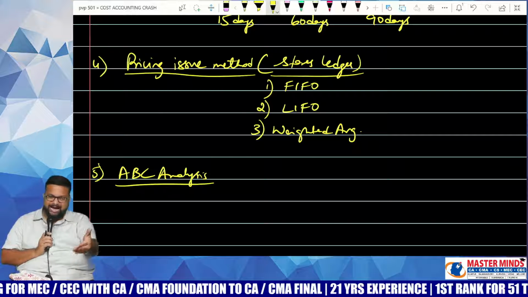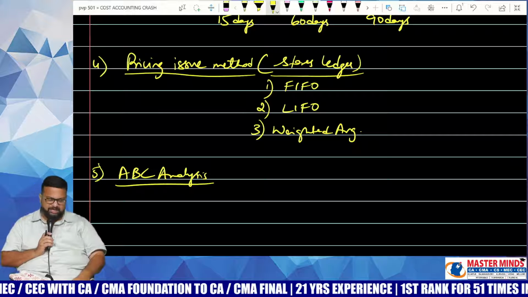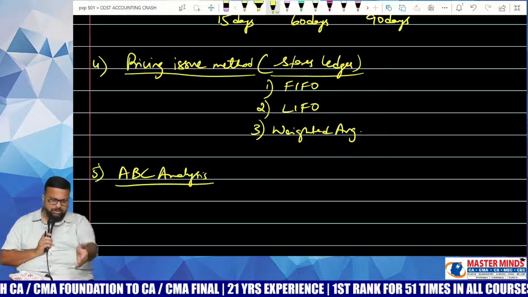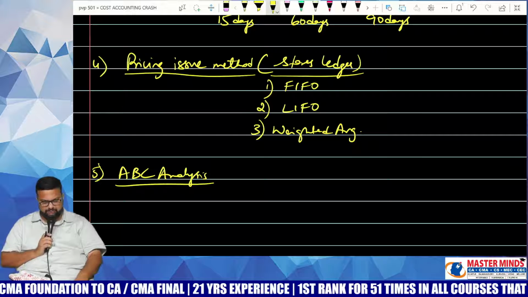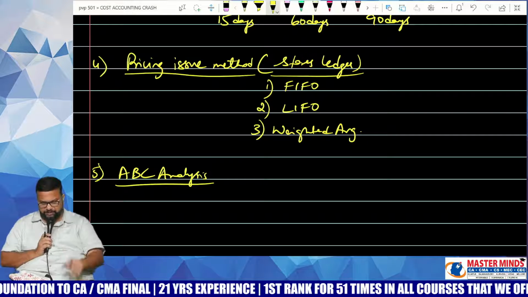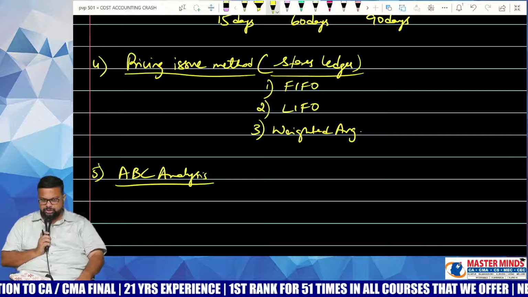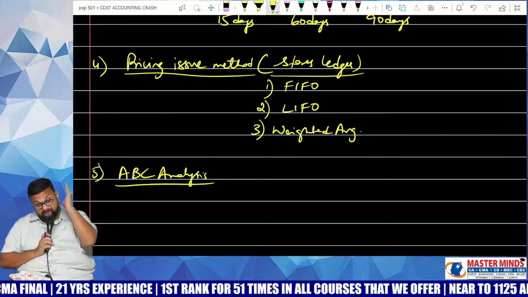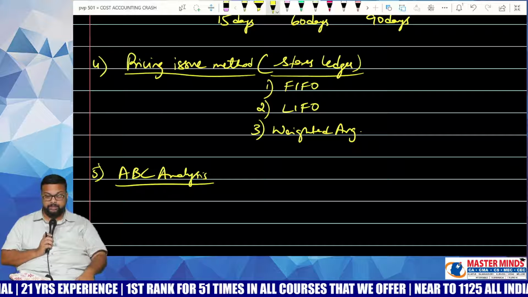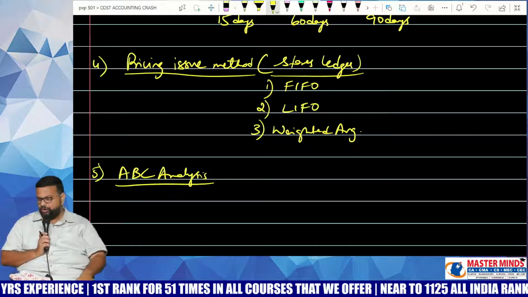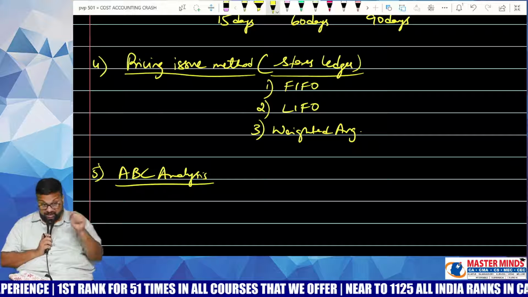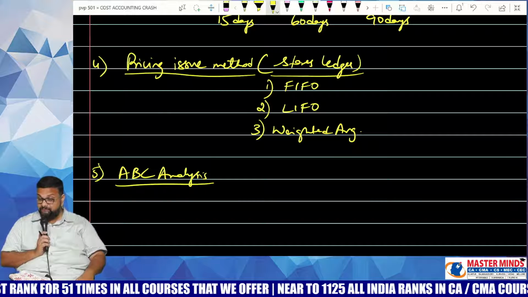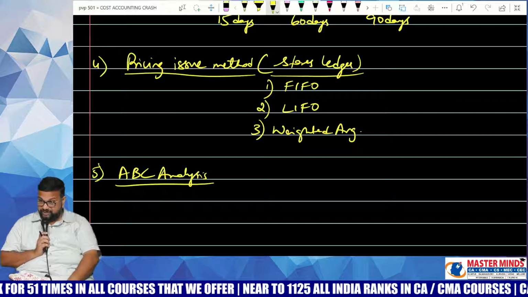So the last three are very, very easy: inventory turnover ratio, stores ledger or pricing issue methods, and ABC analysis. All three are easy. We primarily focus on the first two methods, economic order quantity and stock levels. In real life, stock levels play a very crucial role. Here the entire data will be given, and you just need to apply the formulas to find the value. But in real life, we have to define the data also: on which data we need to calculate the different stock levels.